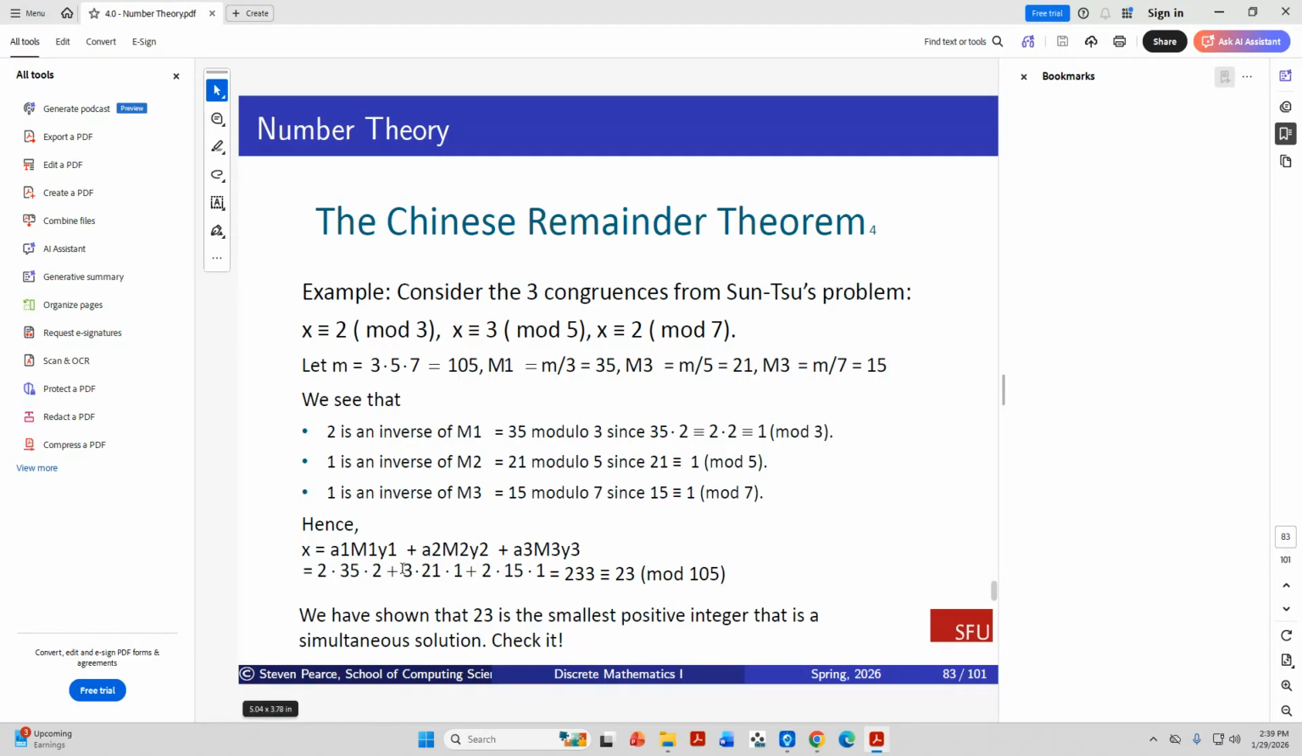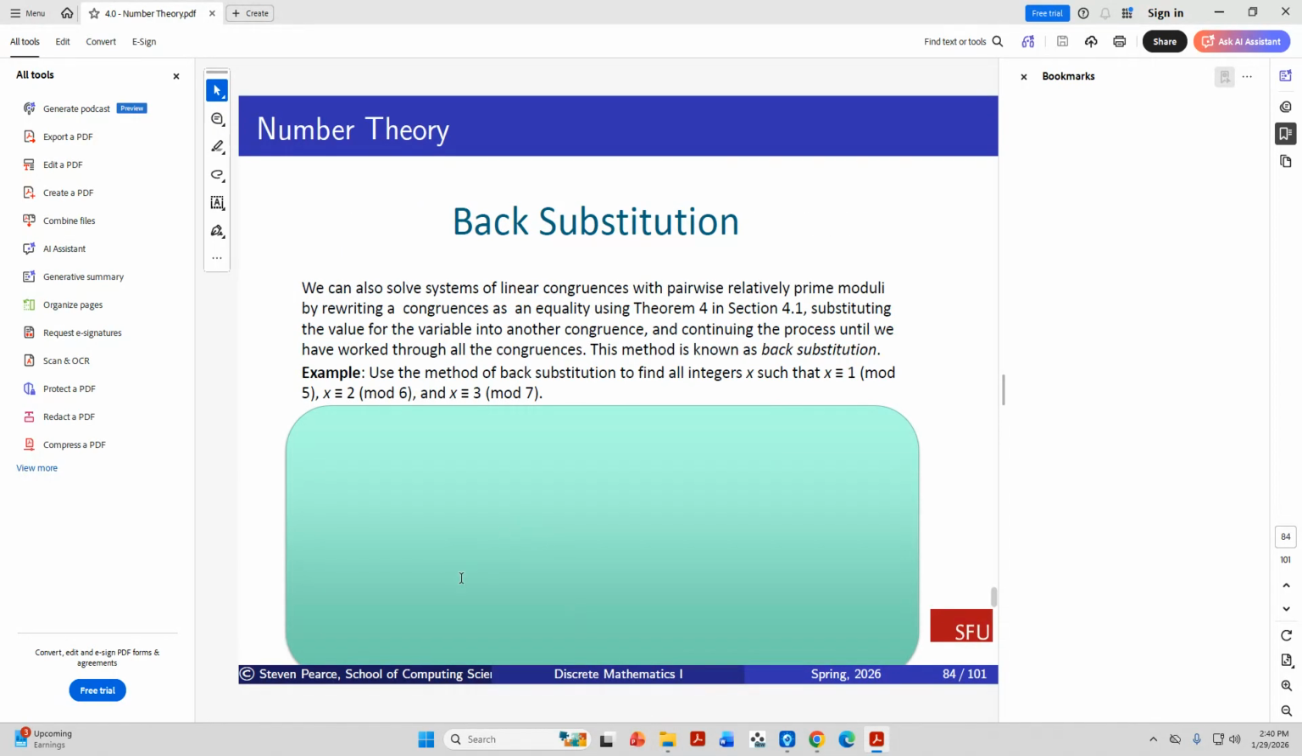Please understand this. Let's see, back substitution. We can also solve systems of linear congruences with pairwise relatively prime moduli by rewriting a congruence as an equality using theorem 4 in section 4.1, then substituting the value for the variable into another congruence. Okay, this is back substitution. This is something you'll get used to later on. It's just the inverse process of achieving the same thing. Continuing the process until we have worked through all the congruences, this method is known as back substitution.